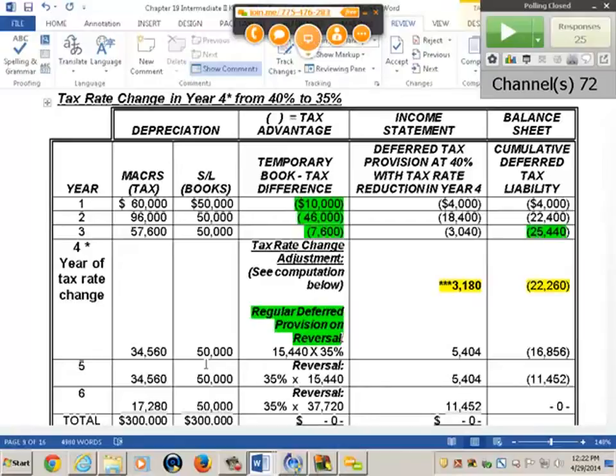It's the book tax difference times the new tax rate at 35%. And then, of course, the next year, you get the same reversal. And finally, in year 6, it reverses out at 35%. Same reversals we had before, but they're reversing at 35% now instead of 40. And, of course, we get the 0 at the end, which we would expect.